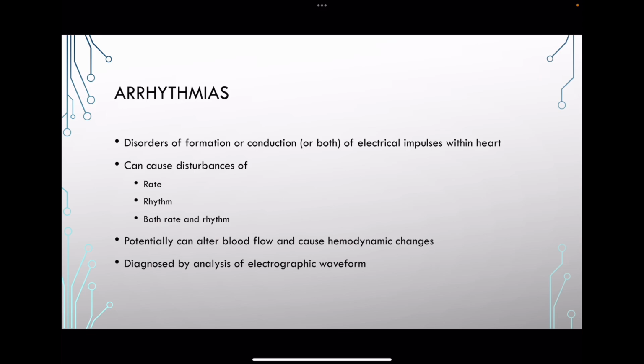Okay, now we're getting to the arrhythmias. Arrhythmias are the disorders of formations and conductions. Essentially what that means is your electrical conduction isn't necessarily stemming from where it's supposed to be stemming from, which is your SA node. And so, of course, that can affect your rate, your rhythm. I'm not going to speak on anything else in there.